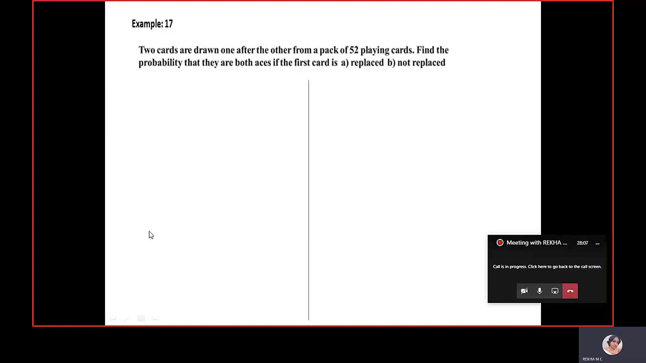Two cards are drawn one after the other from a pack of 52 playing cards. Find the probability that they are both ace if the first card is replaced. Second sub-question, not replaced. Solution: with replacement.